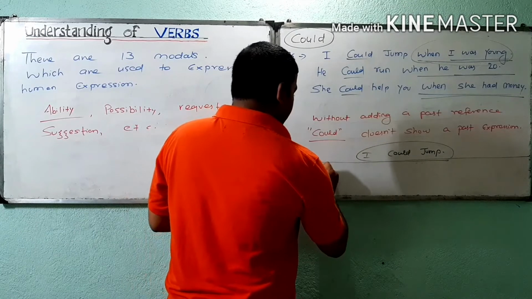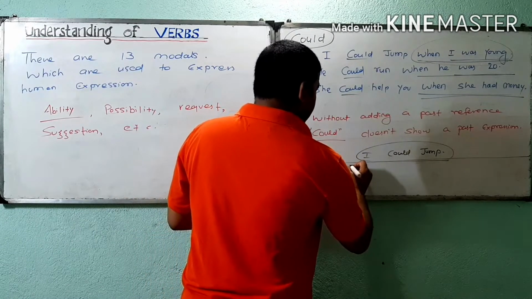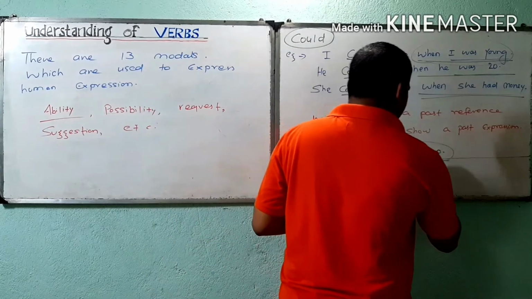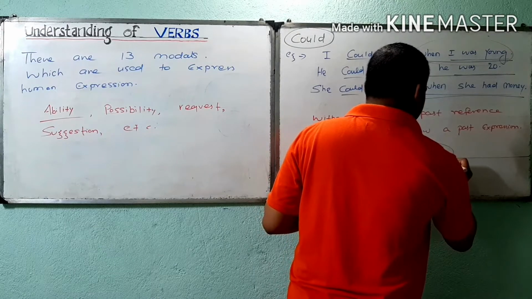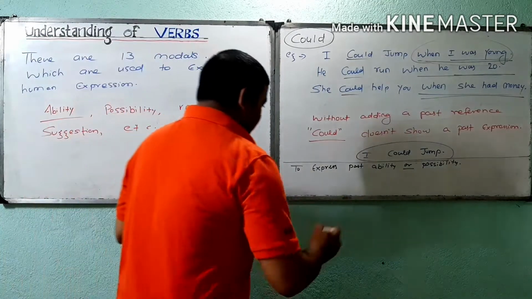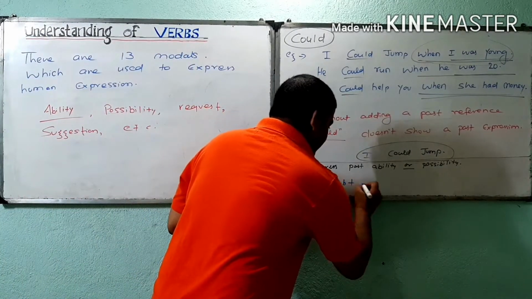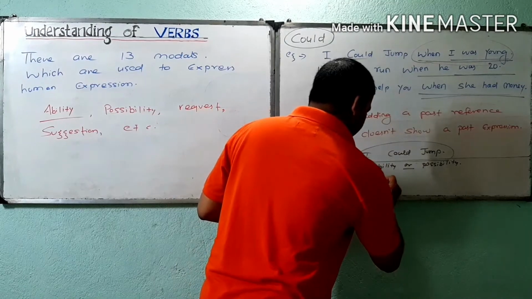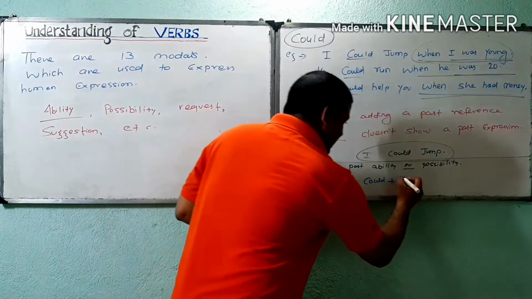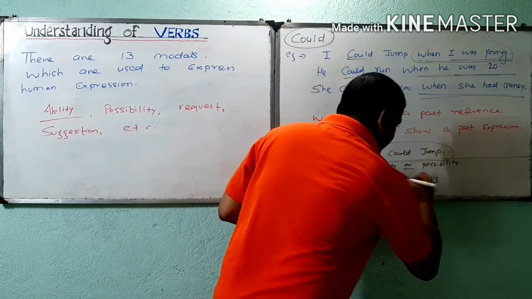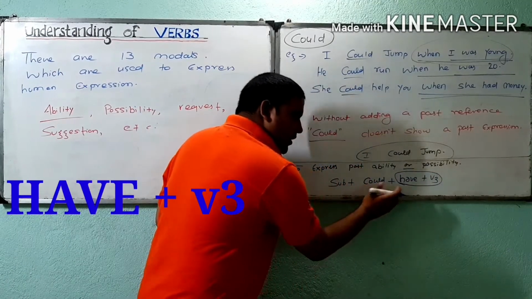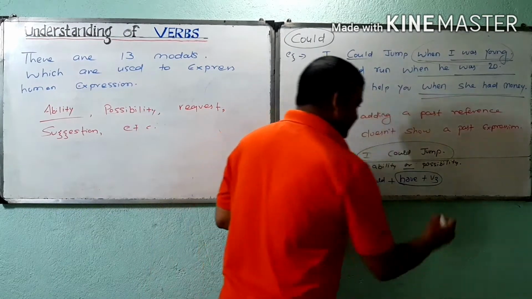Let me express, to express past ability or possibility, there's a rule in modals. See here. If I make sentence here, subject, could, we need to use have plus V3. Have plus V3. Guys, when we add have plus V3 with the modals, it takes you in the past expression.